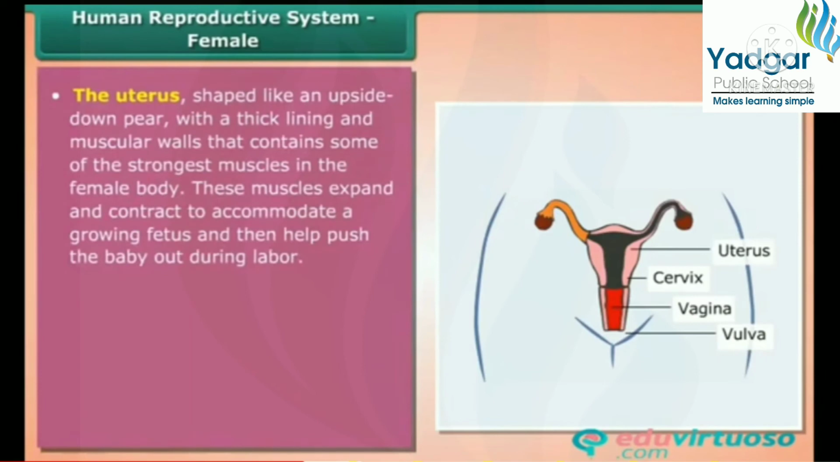The uterus, shaped like an upside-down pear, with a thick lining and muscular walls, contains some of the strongest muscles in the female body. These muscles expand and contract to accommodate a growing fetus and then help push the baby out during labor.